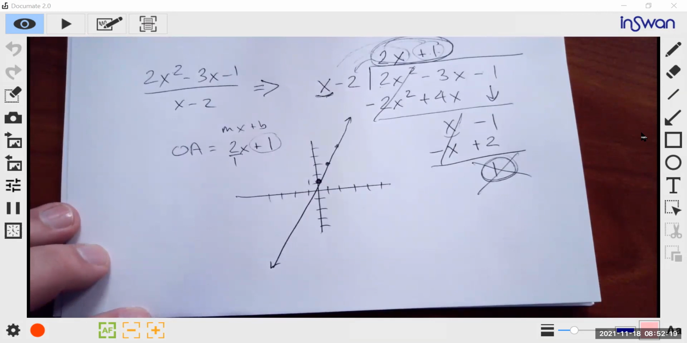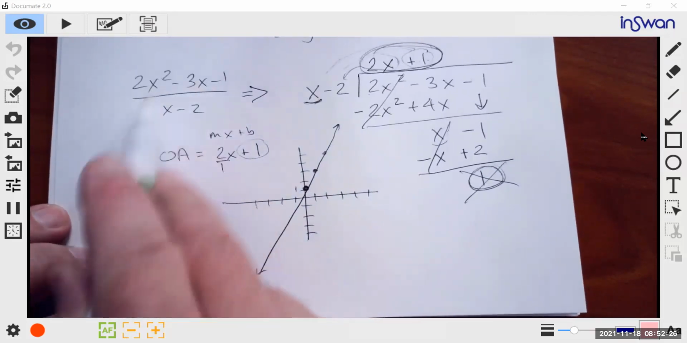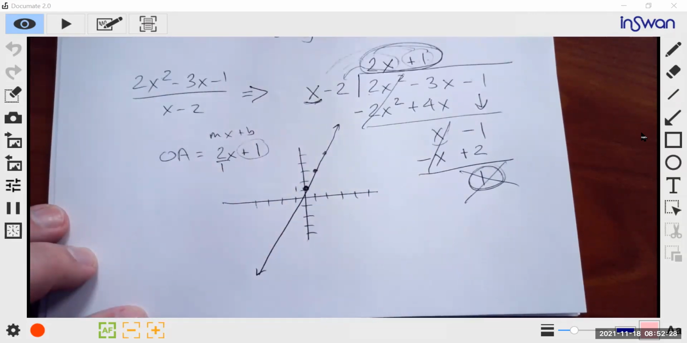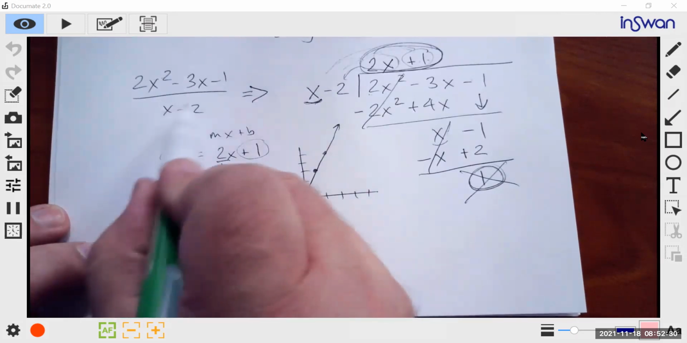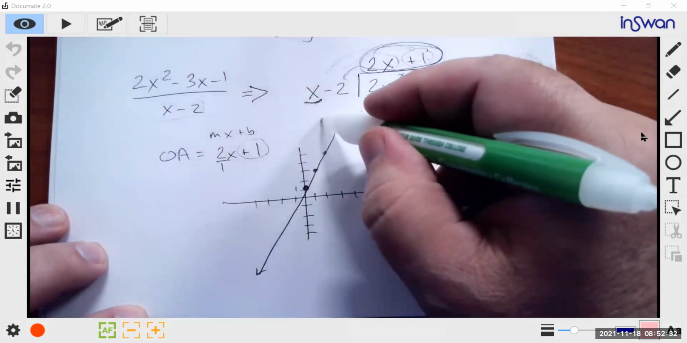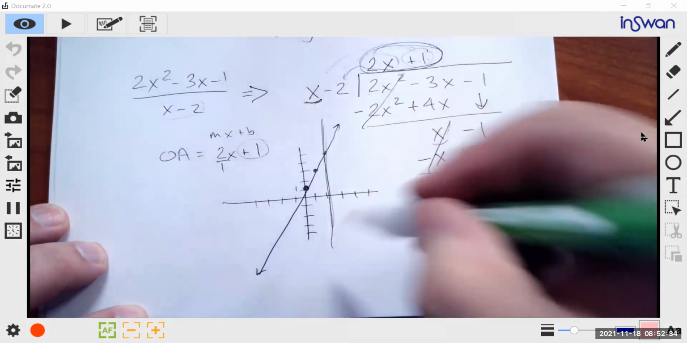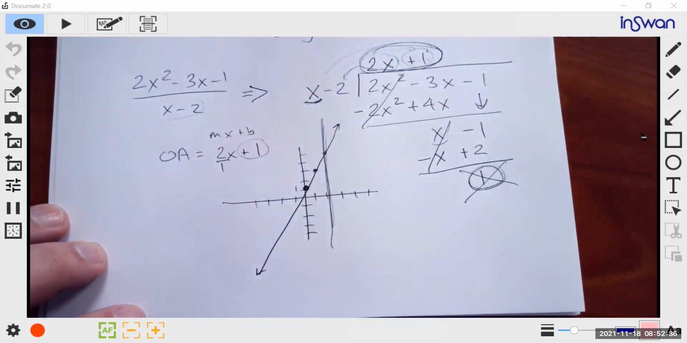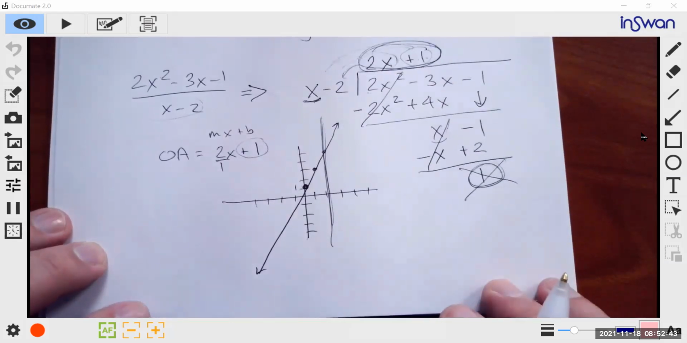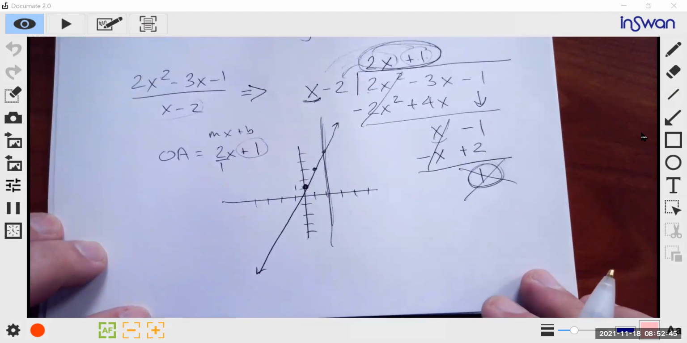What's your vertical asymptote? What's your vertical asymptote of this equation? Yeah, 2. So at 2, we have a vertical line. This is where the graph gets really weird.